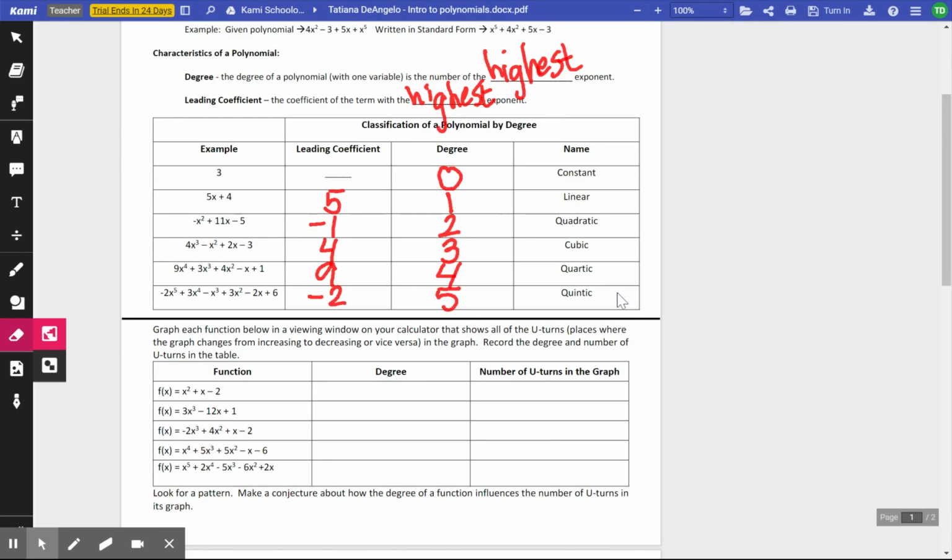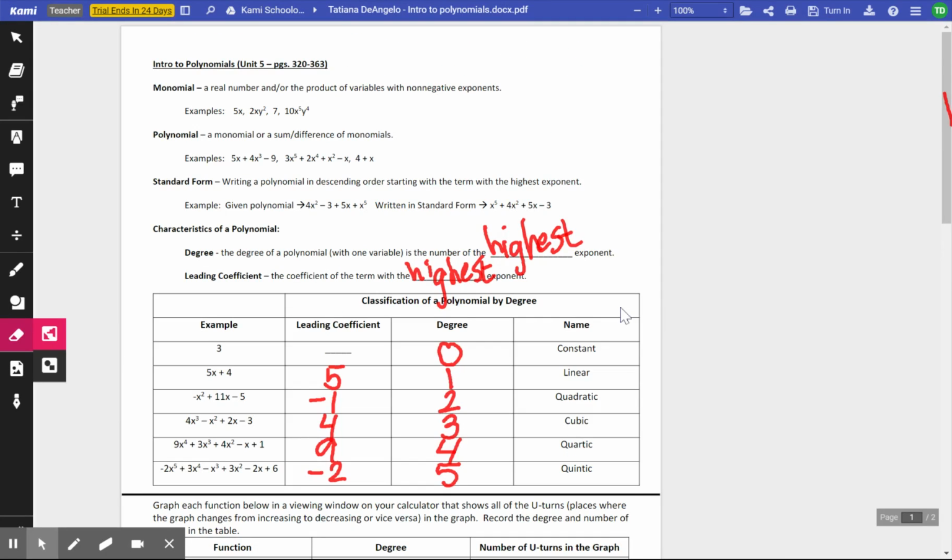All right, so as you can see, I filled in this box, this first one. So the leading coefficient is always going to be the number in front of the variable with the highest exponent, okay? So for the first one, there is no leading coefficient because I don't have any degree. There's no variable there, so it's 0, it's constant.